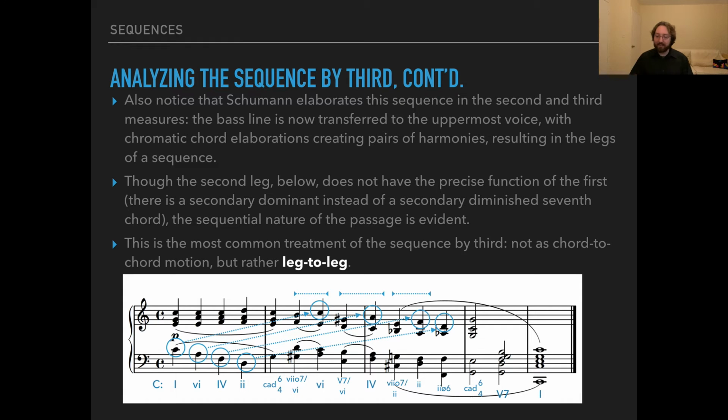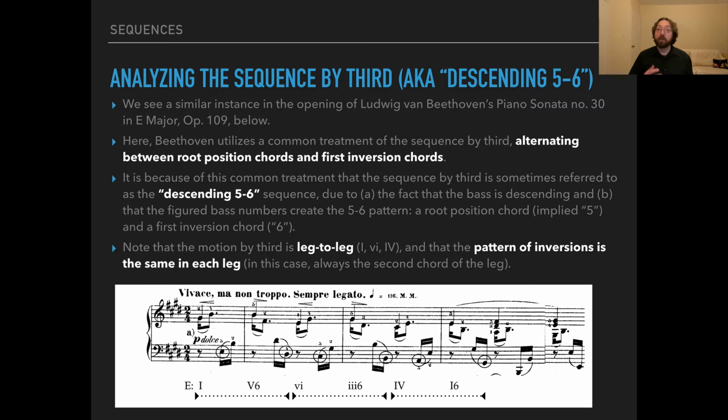So it's less common to see 1, 6, 4, and 2 used for the sake of a sequence, and rather it's more common to see chords intervening between those. So it's less common to see the sequence by third as chord-to-chord motion. It's much more common to see it as leg-to-leg motion. The sequence by third has another name, the descending 5-6 sequence.